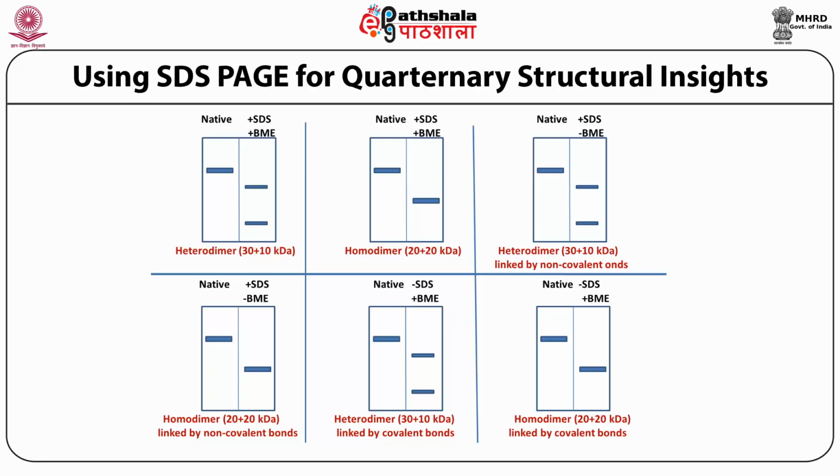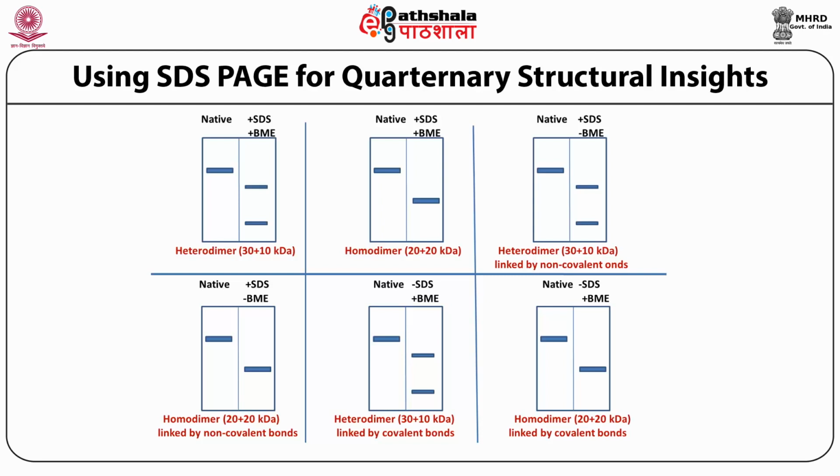In the fourth situation, we have a 40 kilodalton band on the native gel, and on the denaturing gel with SDS, we have a single band. This again reflects on the same lines that it's a homodimer linked by non-covalent bonds.